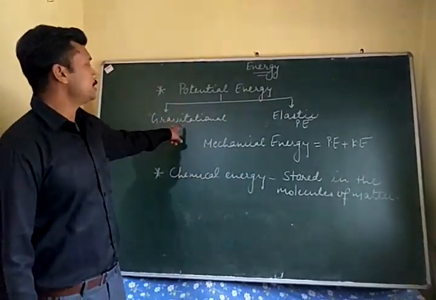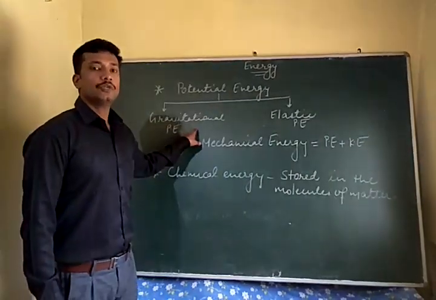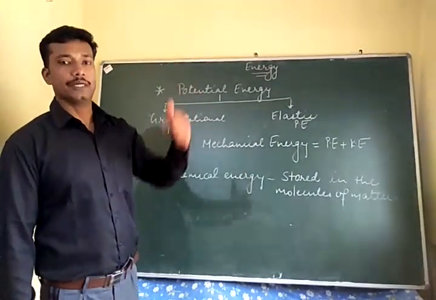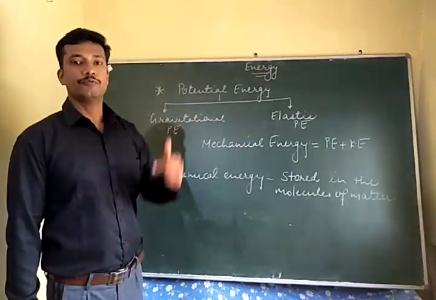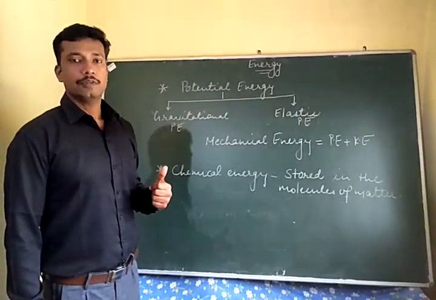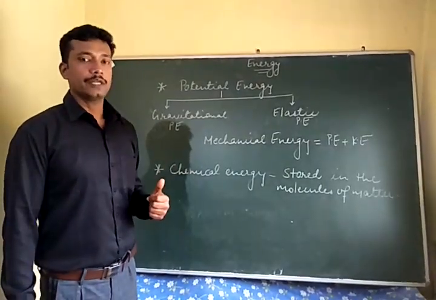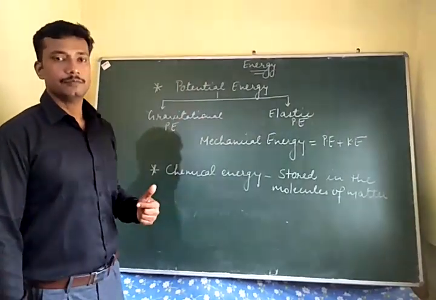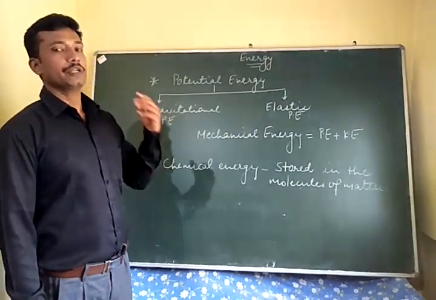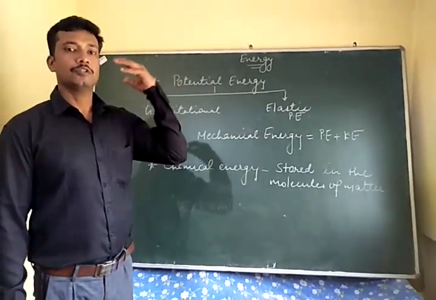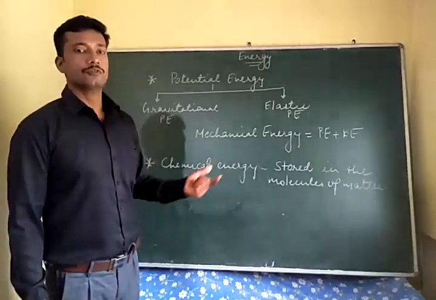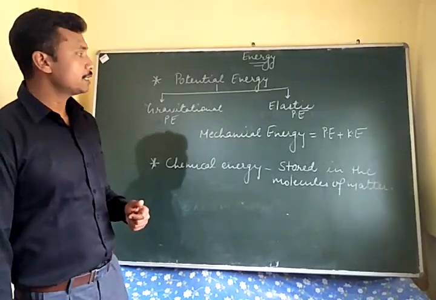Gravitational potential energy is the energy stored in a body when the body is taken to some height, like the fan in the ceiling. This is an example of potential energy. Water stored in the dam is also an example of gravitational potential energy. When you keep a ball on the roof, it is also at some height from the ground, so it is also an example of gravitational potential energy.